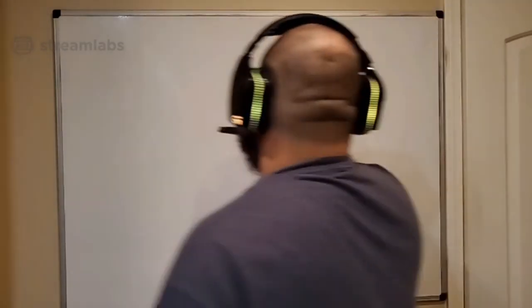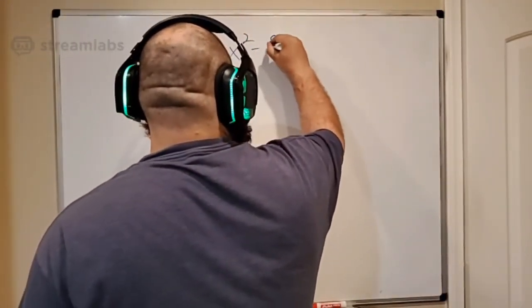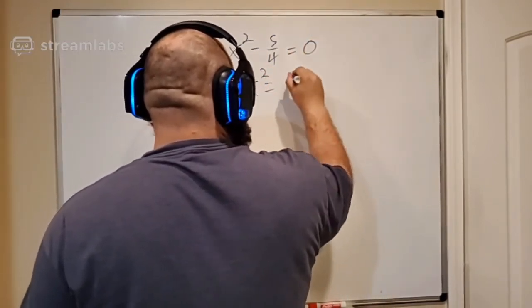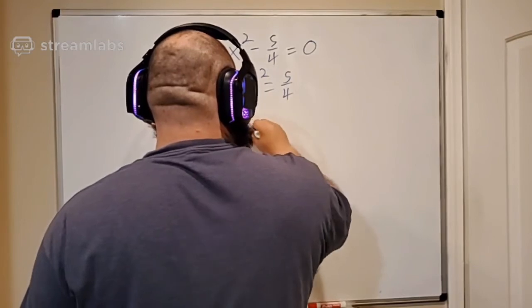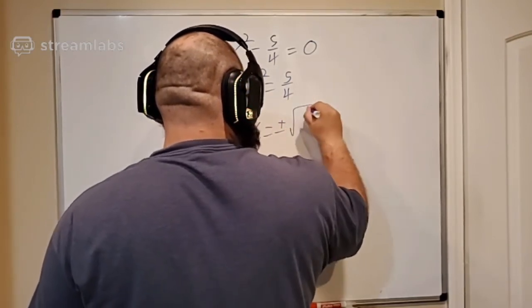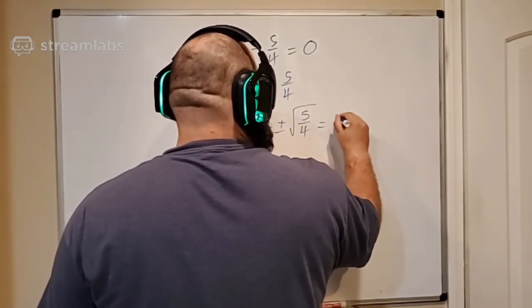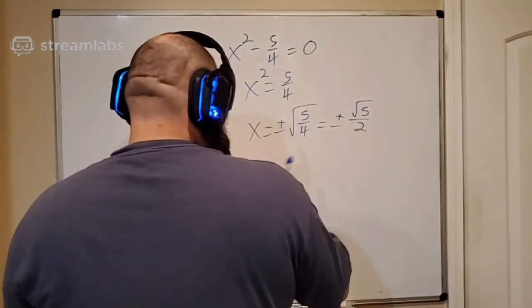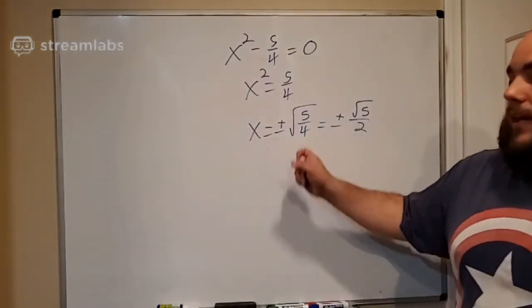So x squared minus 5 fourths equals 0. So x squared equals 5 fourths. So x is equal to plus or minus square root of 5 fourths, which is equal to plus or minus square root of 5 over 2. The first one is perfectly valid. Square root of 5 over 4 is fine. I would simplify it personally, but you don't have to.